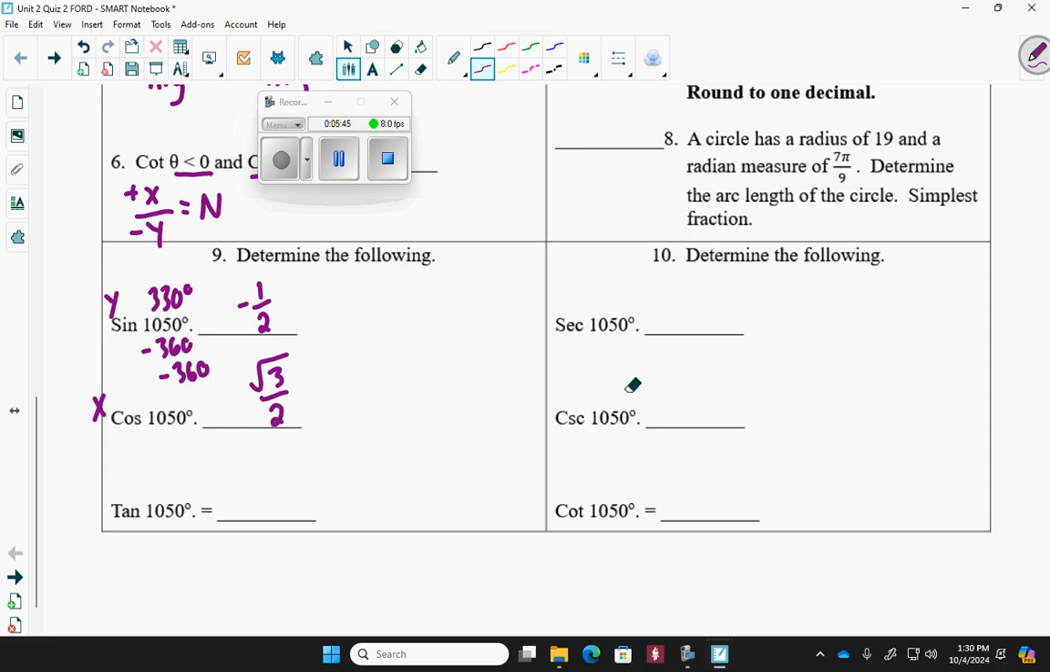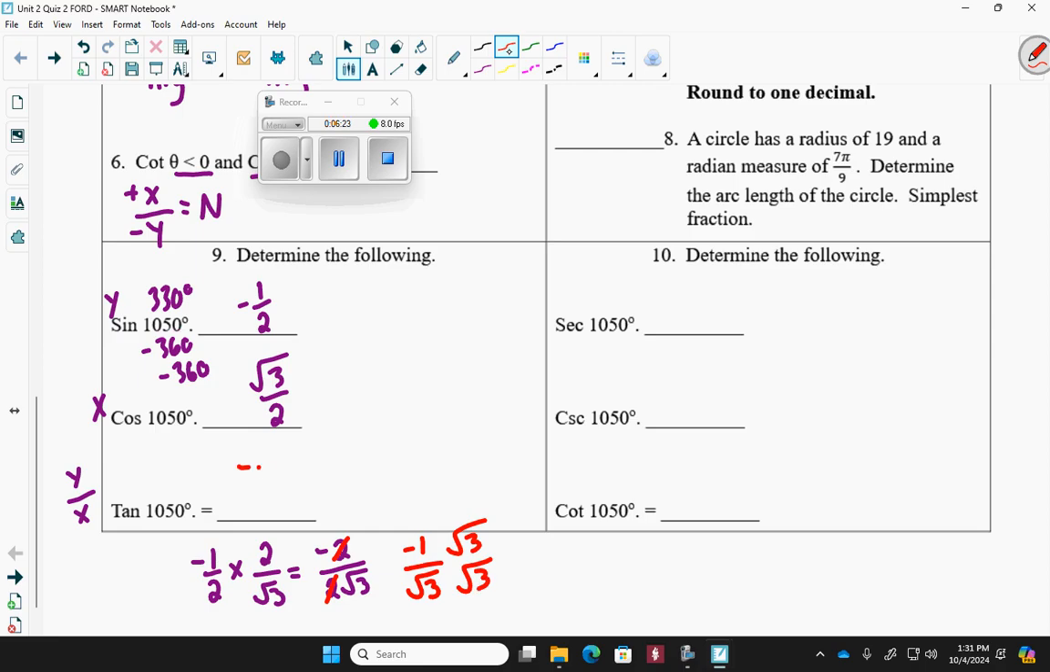Now remember, tan is y divided by x. So we've done this long enough, so we know that it's going to be -1/2. I'm going to go ahead and do a keep change flip, 2 over radical 3. I'm going to do this the long way. It'd be -2 over 2 radical 3. Now, these 2's will cancel out, so we get -1 over radical 3. Now we have a radical in the denominator, so when we multiply the radical on the top and bottom, it turns into negative radical 3 over 3.